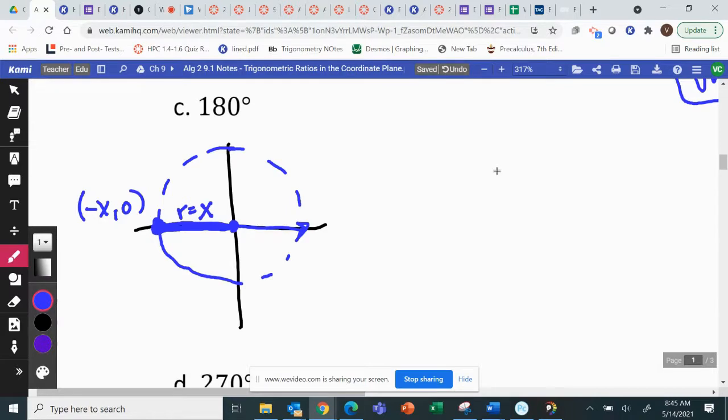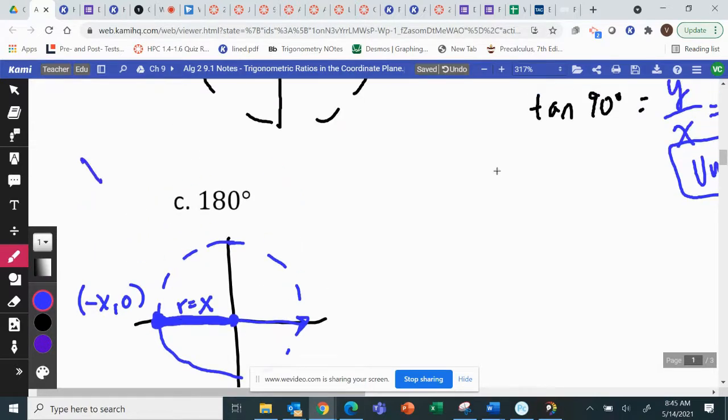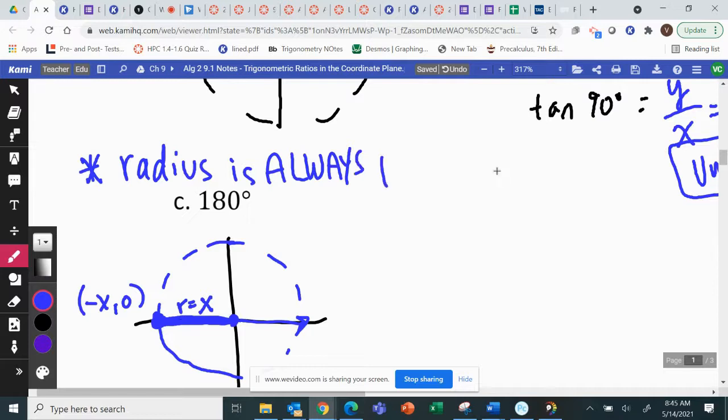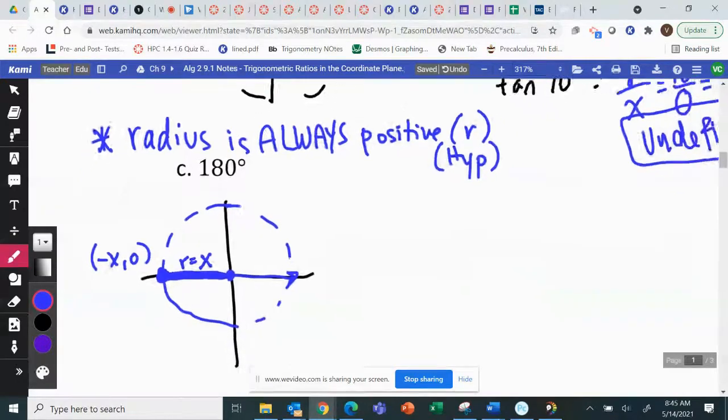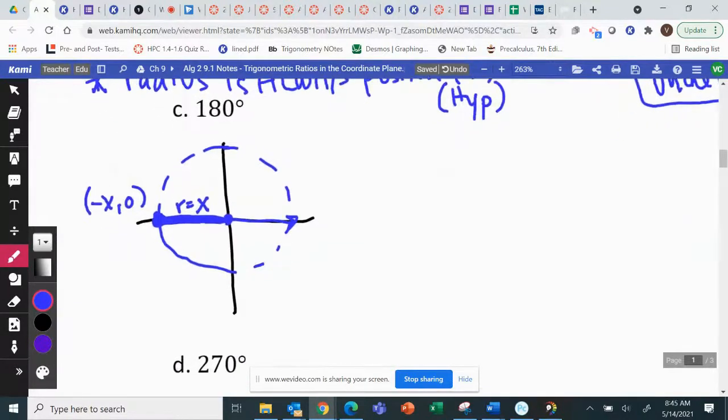And I'll just put a little side note over here because I'm talking about that right now. The radius of a circle is always positive. So that'll be your R value or your hypotenuse. We did talk about the hypotenuse is always positive. We talked about that last time. So the rules work when we're on the quadrantal as well.